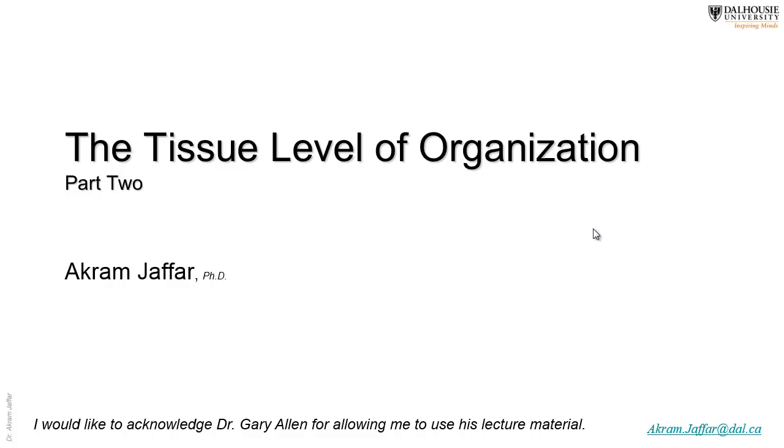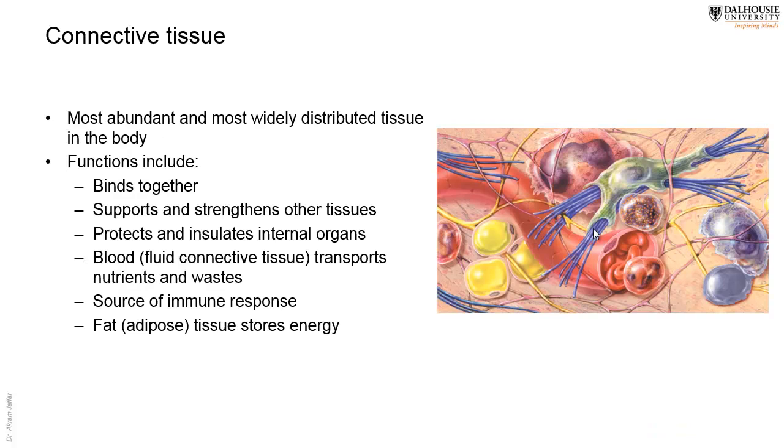Morning. Today we are going also to deal with the tissue level of organization. I would like to remind you that last time we were dealing with the epithelial tissue. There are 4 types of basic tissues in the body: the epithelial tissue, the connective tissue, muscular, and nervous tissue. Last time we dealt with the epithelial tissue, and so today we are going to deal with the connective tissue.